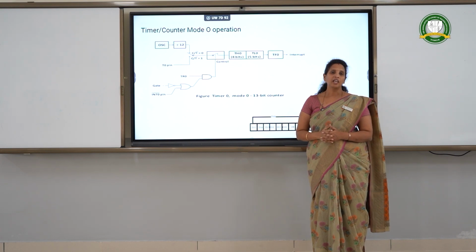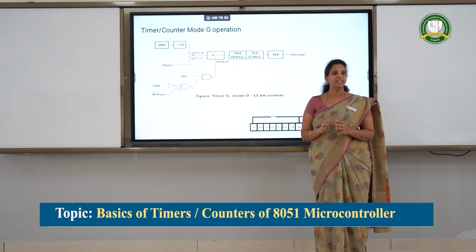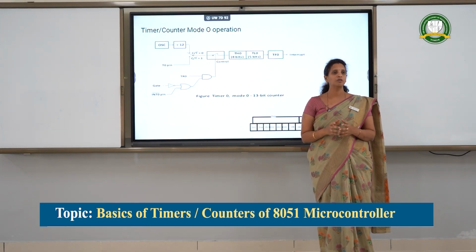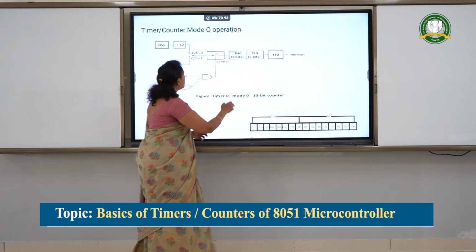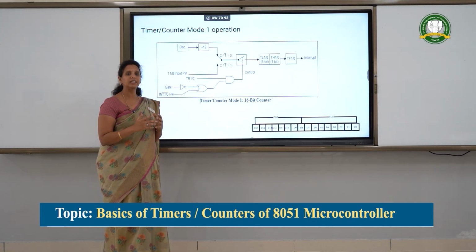As soon as it reaches its maximum value, that will be indicated by the interrupt flag which is there in the TCON register. So, whenever this bit becomes 1, automatically it is an indication to the programmer that the maximum value has been reached and one set of delay is generated.